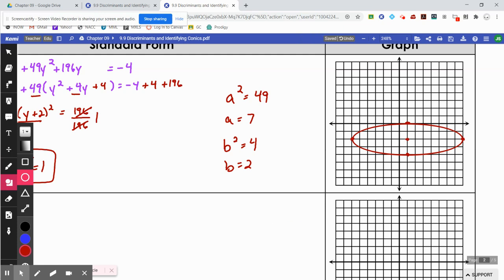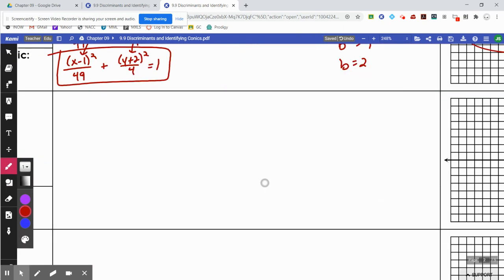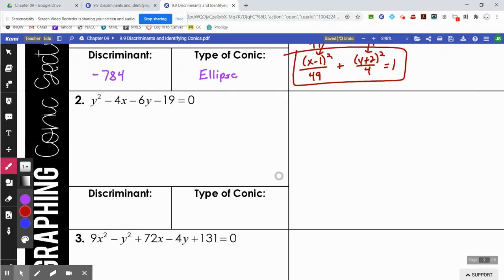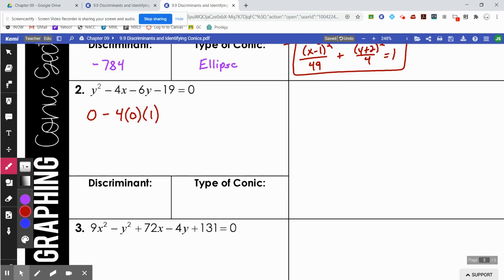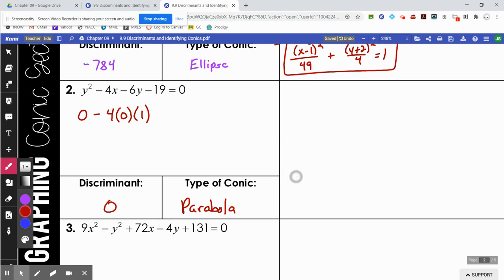Let me switch tools there. Number 2, let's go ahead and do our discriminant. B squared is 0 minus 4 times A is whatever's in front of x squared, which is 0, and C is 1. That discriminant is equal to 0, so therefore we have a parabola. But again, that's very easy to notice anyway because you have a y squared but no x squared.